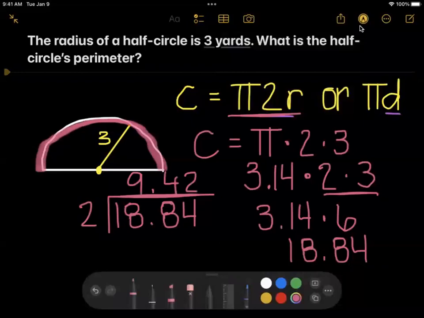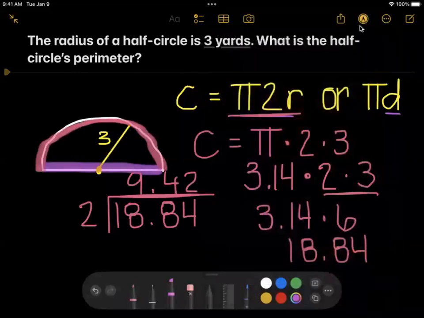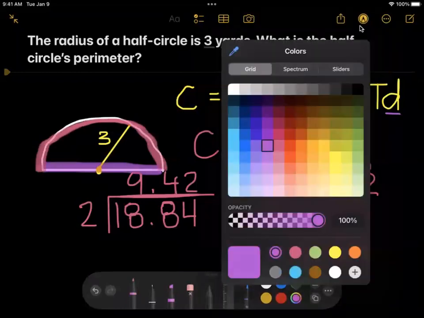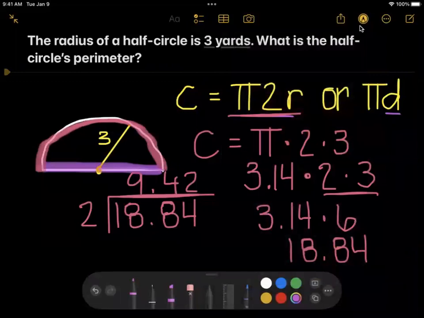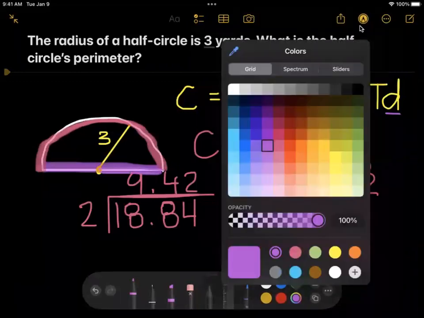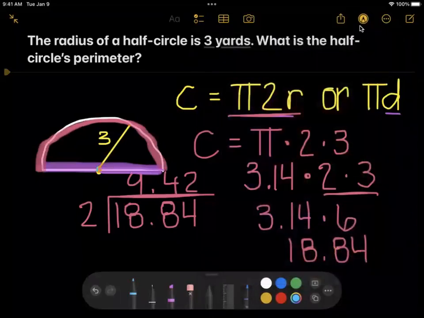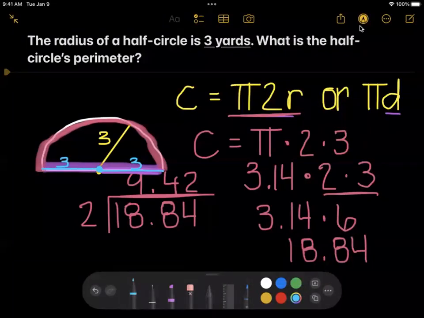But now here's an important part. We also have to find the distance from here to here, because that's part of the perimeter of this half circle. So what we could do is take the radius, which we know starts at the center and goes out to the edge. That has a measurement of 3. So from here to here, well, it might be kind of hard to see. Let me switch colors. There we go. From here to here is 3. And from here to here is also 3, because those are both radiuses of the circle. So 3 plus 3 is 6.